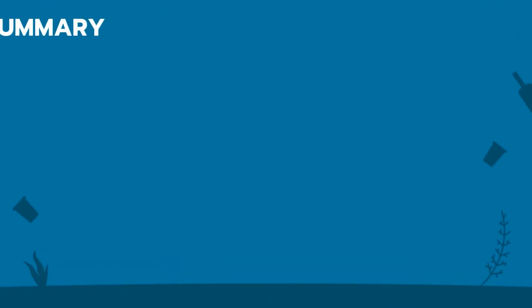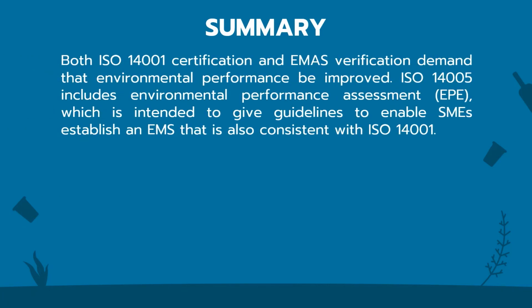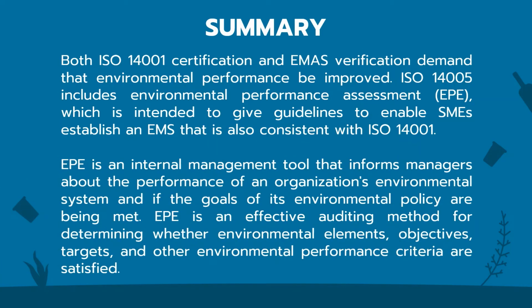Summary. Both ISO 14001 certification and EMAS verification demand that environmental performance be improved. ISO 14005 includes Environmental Performance Assessment, EPE, which is intended to give guidelines to enable SMEs to establish an EMS that is also consistent with ISO 14001. EPE is an internal management tool that informs managers about the performance of an organization's environmental system and if the goals of its environmental policy are being met. EPE is an effective auditing method for determining whether environmental elements, objectives, targets, and other environmental performance criteria are satisfied.